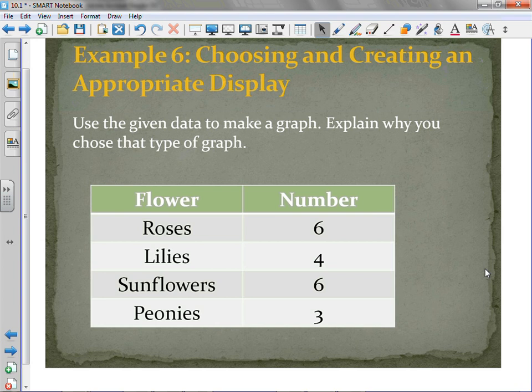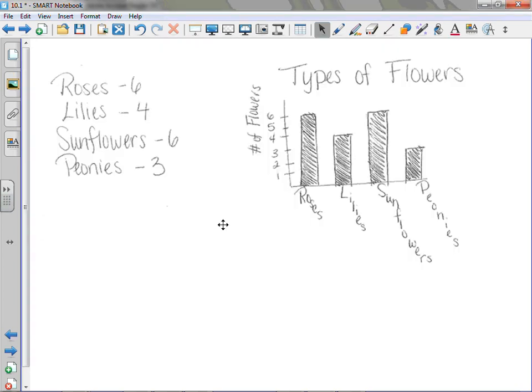For choosing an appropriate display, we're only going to talk about the methods we mentioned in this lesson. So your options are bar graph, circle graph, or line graph. For this answer, I think there are multiple that are appropriate. I think you could either do a bar graph or a circle graph. I've decided to do a bar graph in this instance. So here's my bar graph.